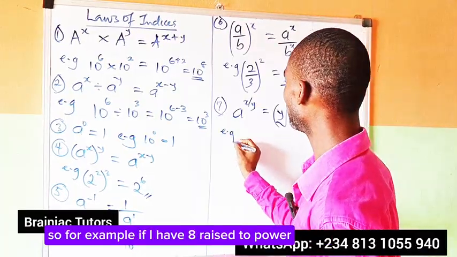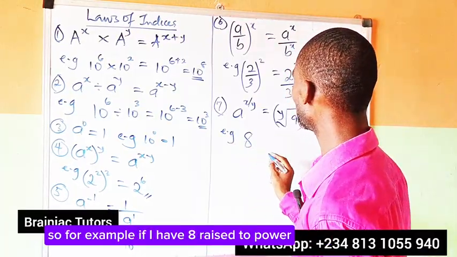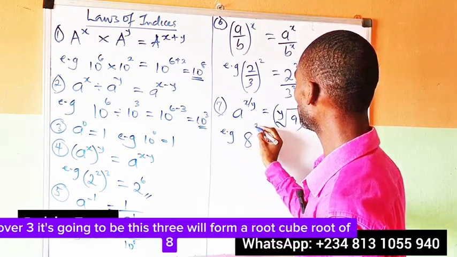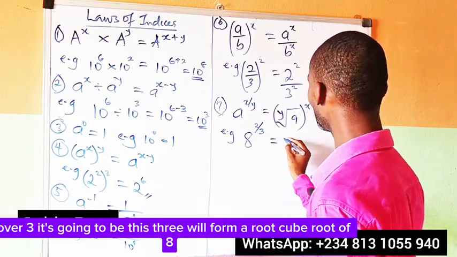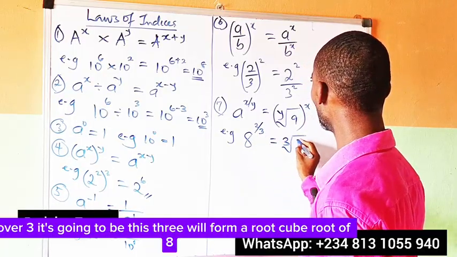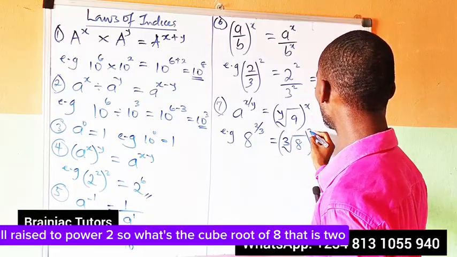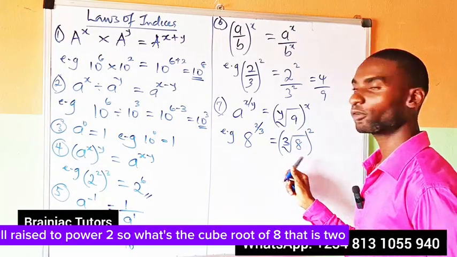So for example, if I have 8 raised to power 2 over 3, this 3 will form a root, cube root of 8, all raised to power 2. So what's the cube root of 8?